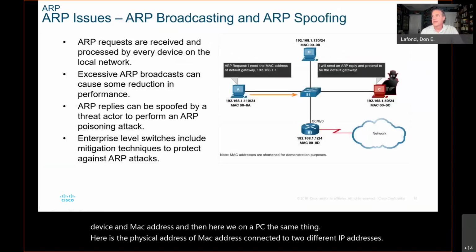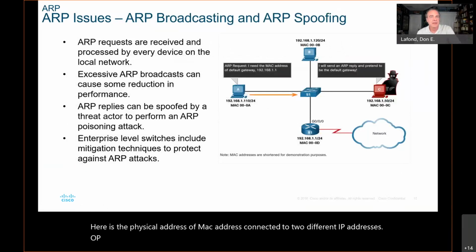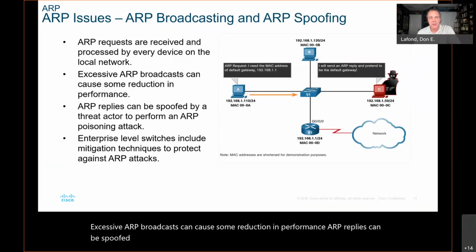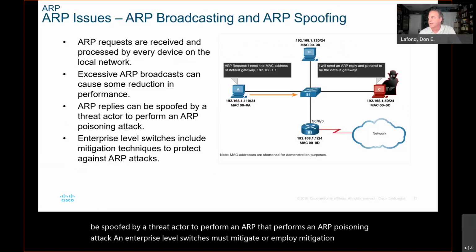ARP requests are received and processed by every device on the local network. Excessive ARP broadcasts can cause some reduction in performance. ARP replies can be spoofed by a threat actor to perform an ARP poisoning attack, and enterprise level switches must employ mitigation techniques to protect against ARP attacks.